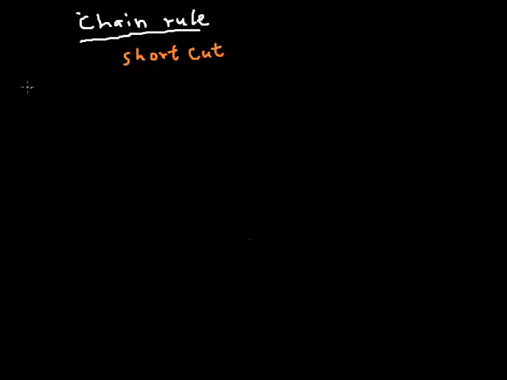Hello, welcome back. So we are still on chain rule and we'll continue from where we stopped. Already I've told you that the chain rule is used to find the derivative of a function of a function.